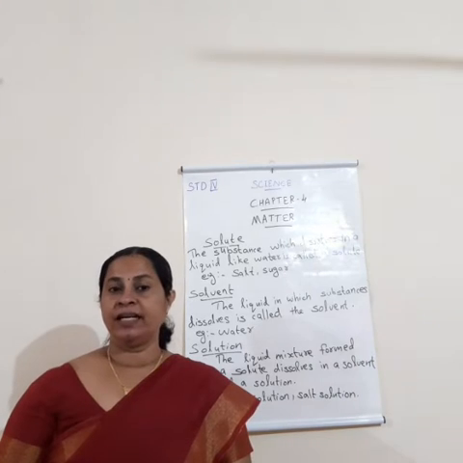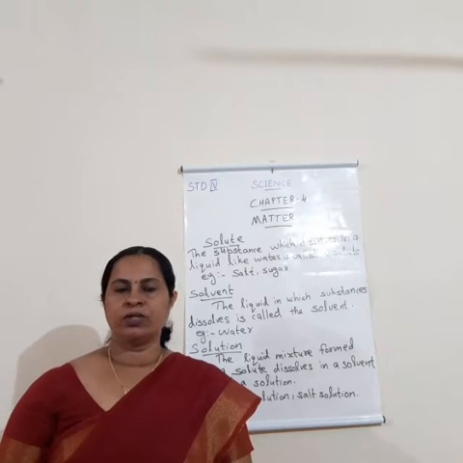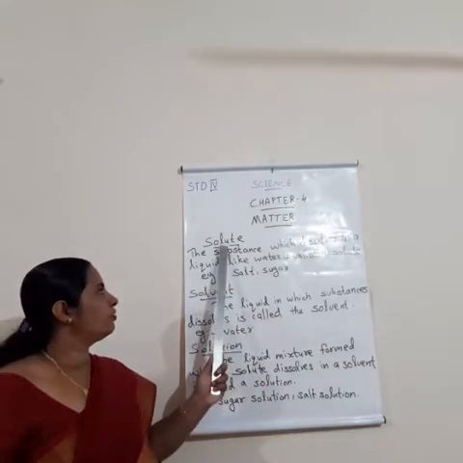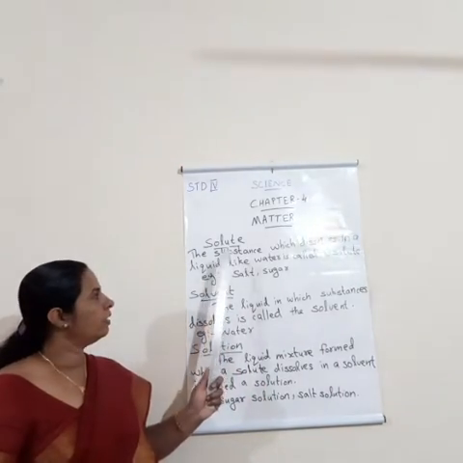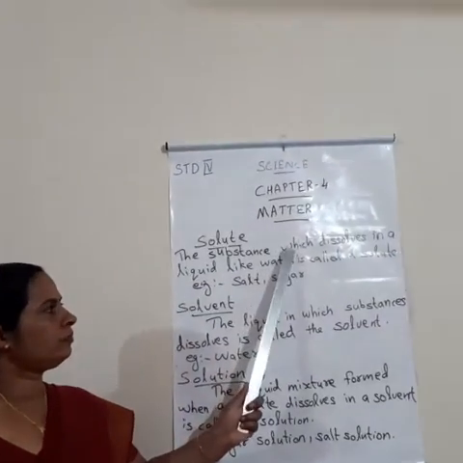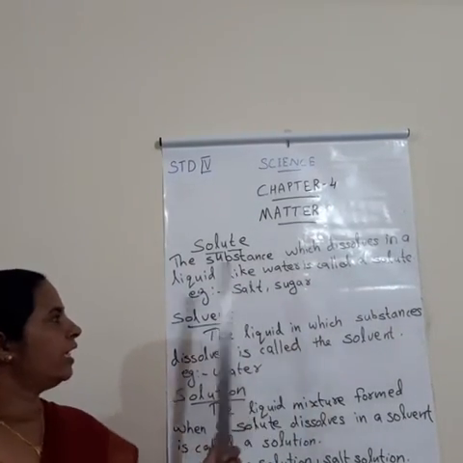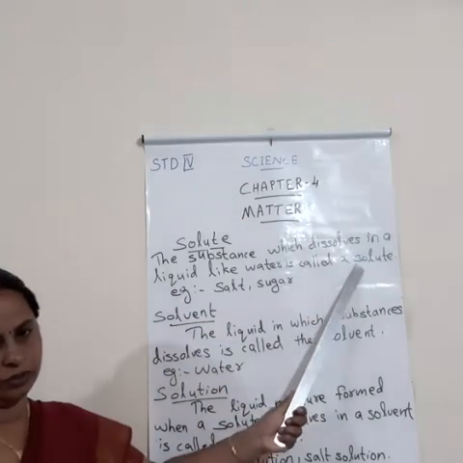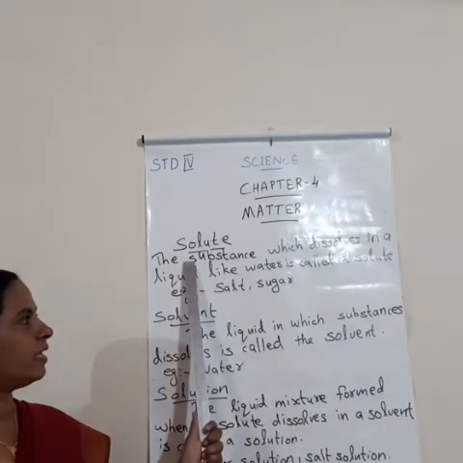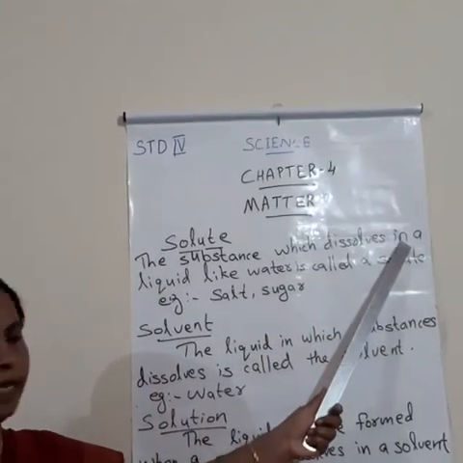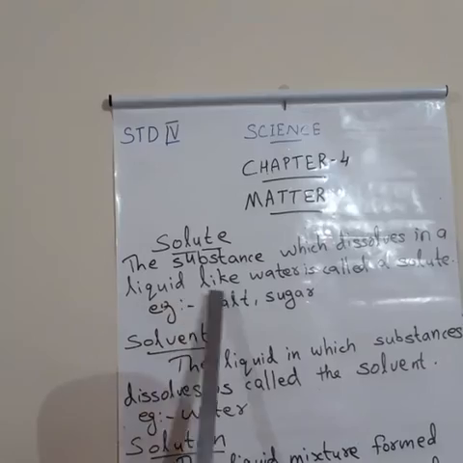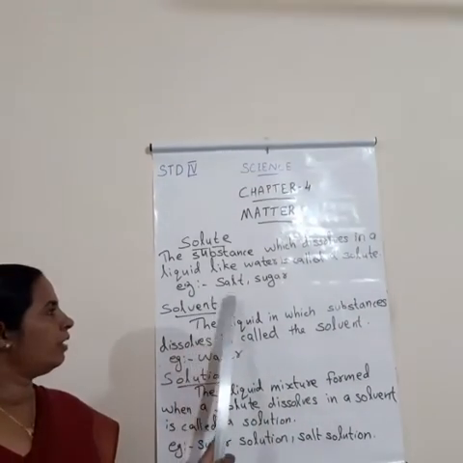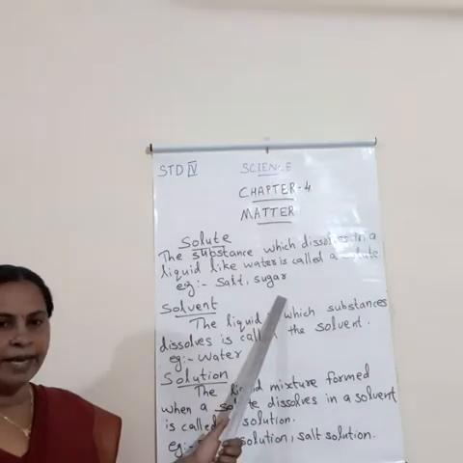Now let us study the definitions of solute, solvent and solution. First one, solute. The substance which dissolves in a liquid like water is called a solute. Example, salt, sugar, etc.